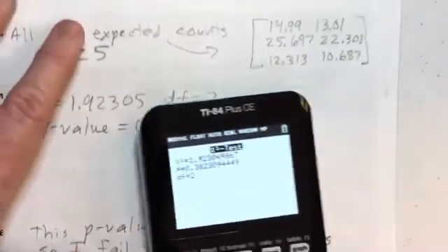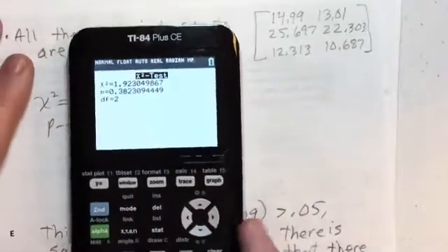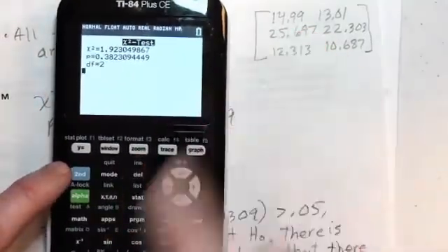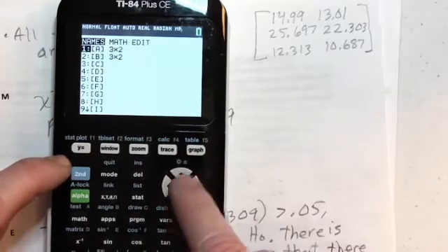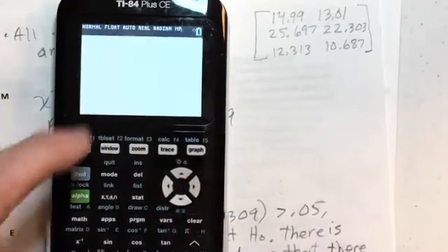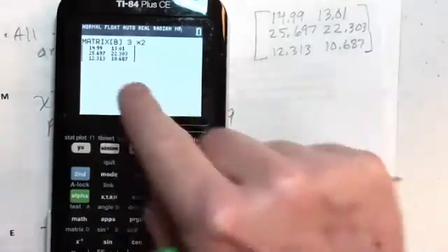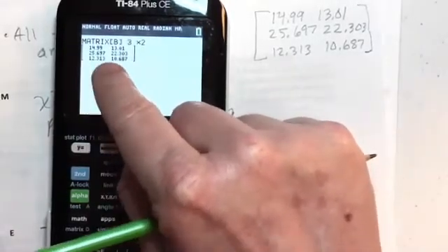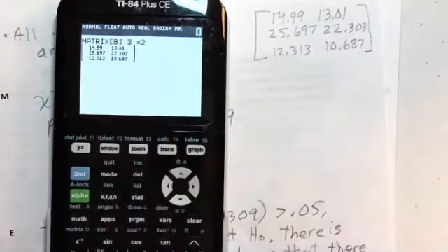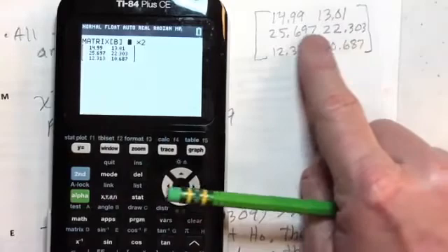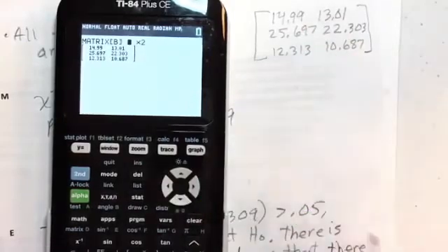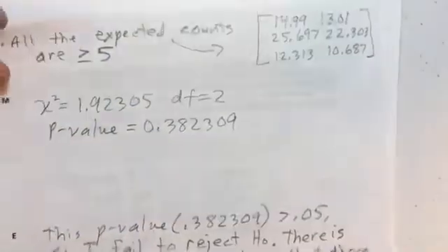And to see the expected counts, you have to write down the expected counts. The easiest way is to go second matrix and edit matrix B, right like that. And so there are those numbers. Don't round to the nearest integer on expected counts. Your observed counts have to be integers. Your expected counts are integers sometimes, but most of the time they're not. So write those down right like that.